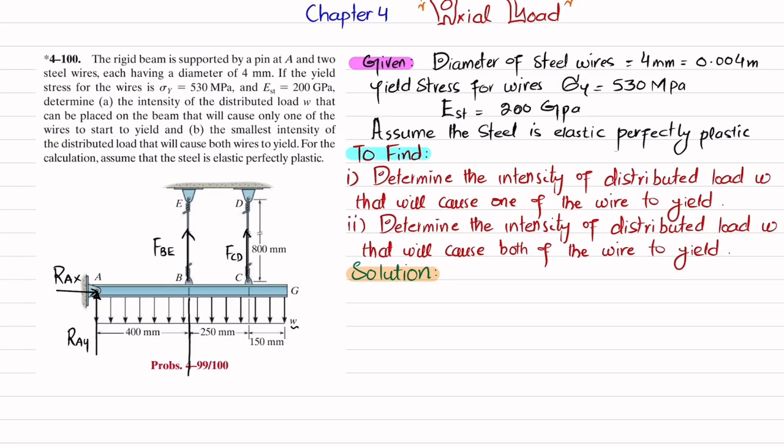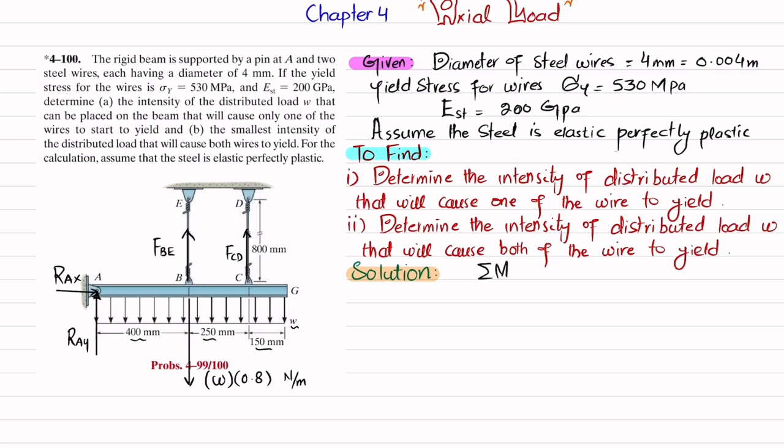When this distributed load is converted into a point load, it will act at the middle of the beam, and the magnitude will be W times the length. The length is 400 plus 250 plus 150, which is 800 millimeter, equal to 0.8 meter, and its unit will be Newton per meter. Now we'll find FBE and FCD by using the equations of equilibrium.